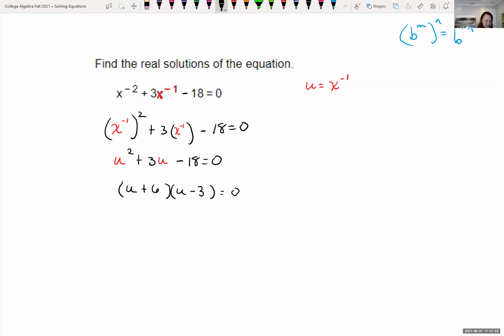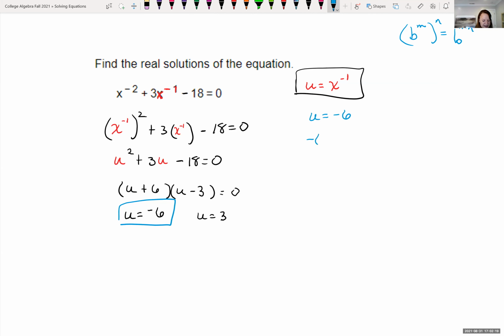Set each piece equal to 0 and solve for u. So first case, u plus 6 is 0 when u is negative 6. And u minus 3 is 0 when u equals 3. So this is where we're not quite done because we're solving for x and not u. And so we have two separate cases. Let's look at when u is negative 6. If that's the case, we get negative 6 equals x to the negative 1.